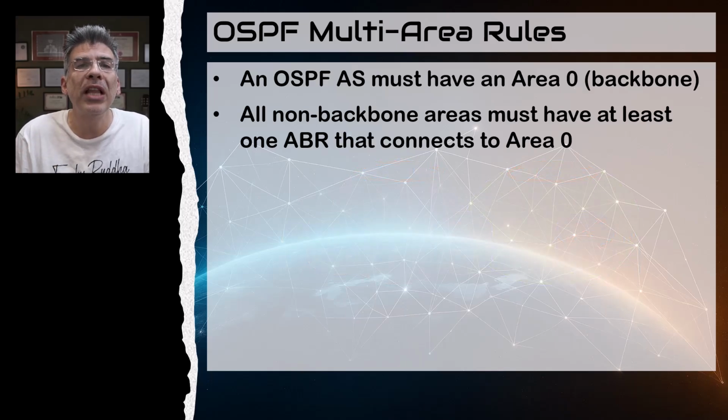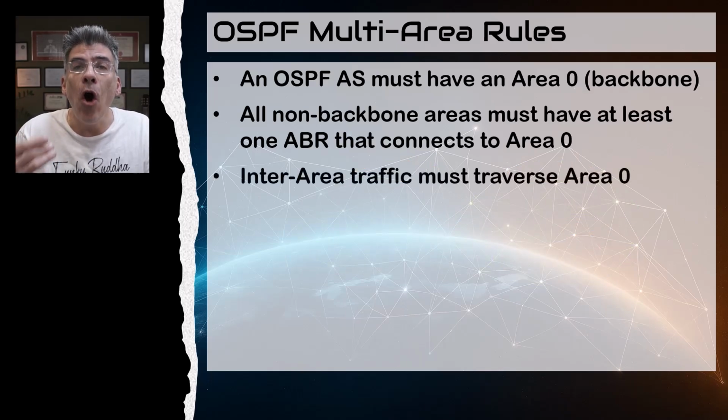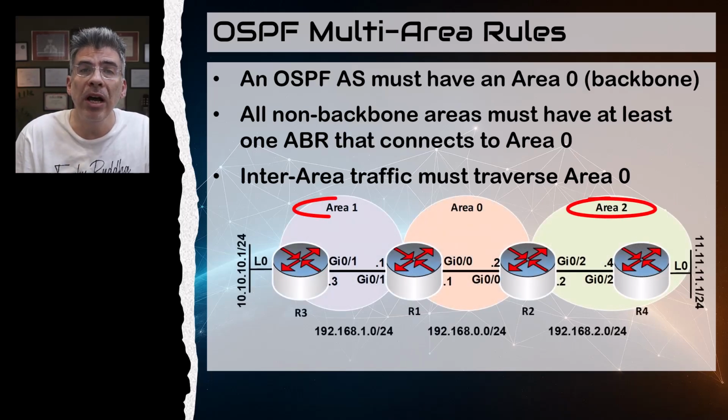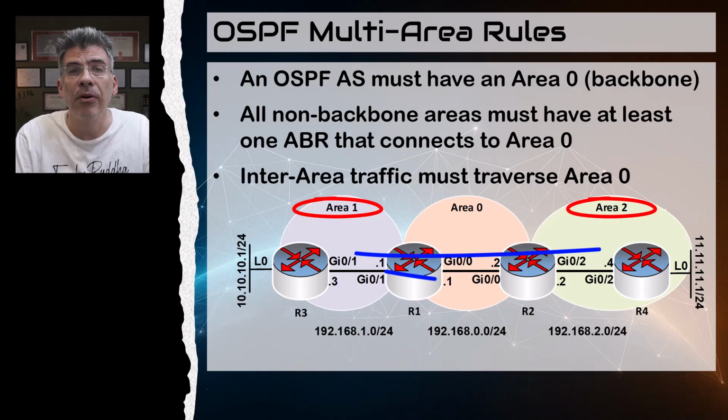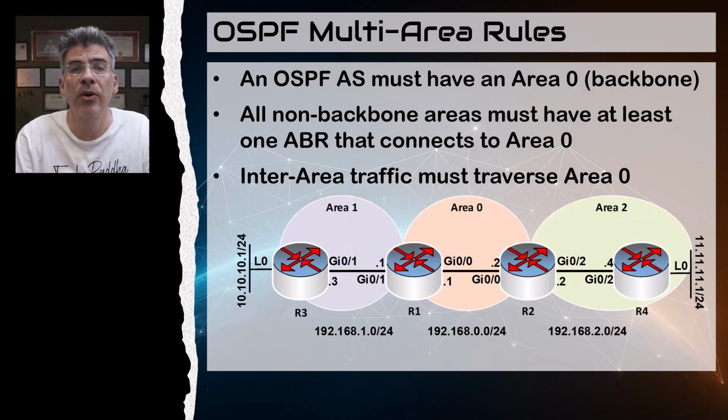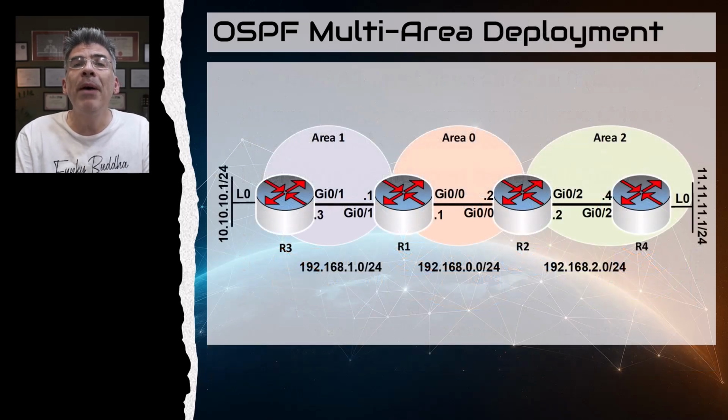Now, this rule actually results in all inter-area traffic traversing Area 0. In other words, if you want to go from a location in Area 2 to Area 1, you have to go through Area 0. Now, this setup is correct as it fulfills this requirement. Okay, let's go back to our original topology and see what we need to do to set this up.